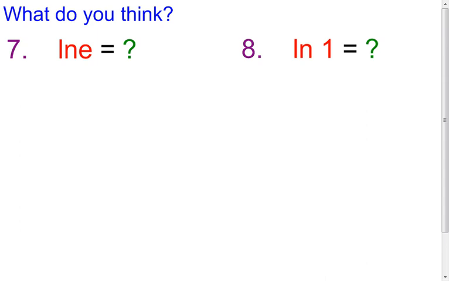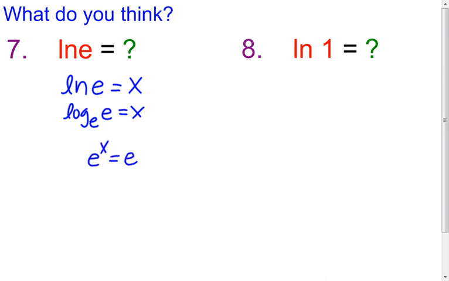All right, so what do you think the natural log of e is? If we think about this, instead of natural log, you can write it as log base e. Then I can switch it to exponential form: e to the x equals e. By the way, there's a 1 up here that's not written. The only way to get this to work out is that x equals 1. So the natural log of e is 1. Okay?